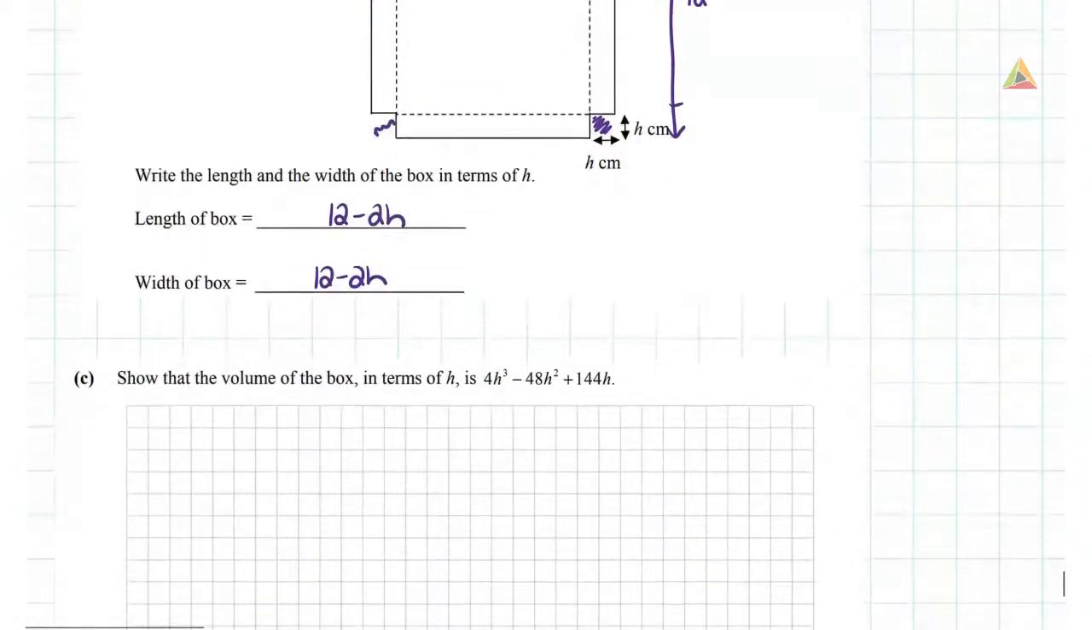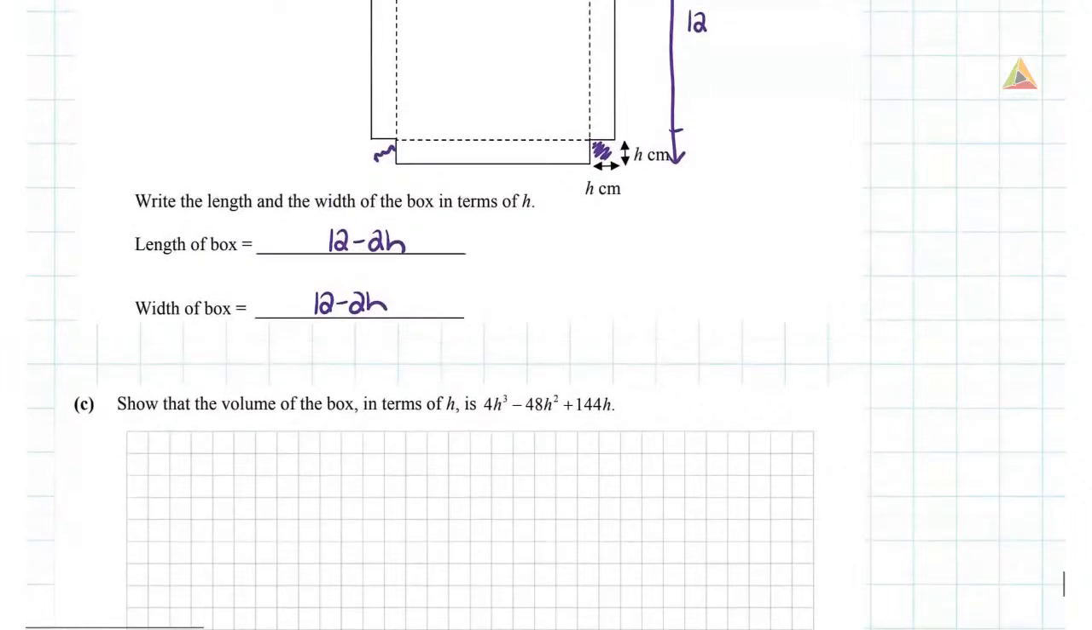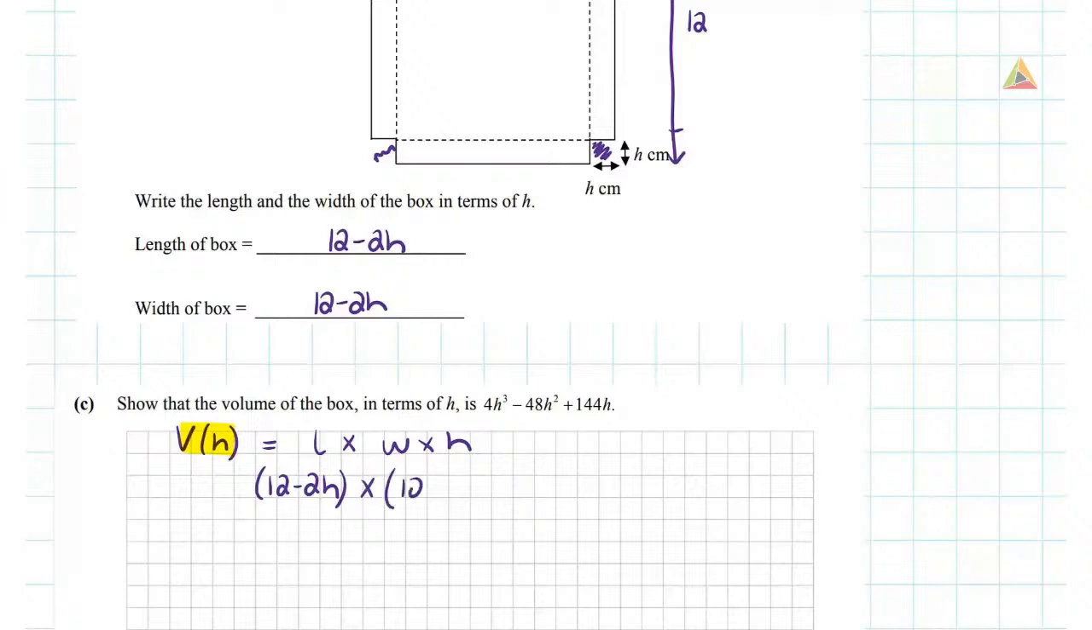So show that the volume of the box in terms of h is given by that function. So we're looking for the volume in terms of h. So my function is v and my variable is going to be h. We know the volume of any rectangular box is just length by width by height. So let's remind ourselves our length was 12 minus 2h times our width was also 12 minus 2h, and our height, we were told in the question, was h.